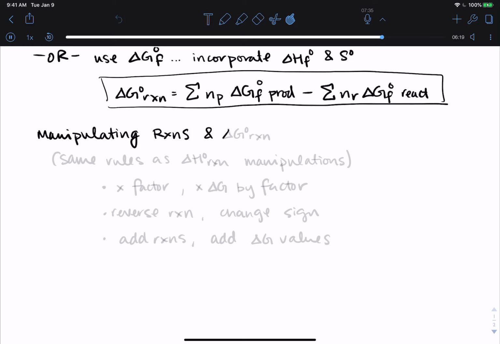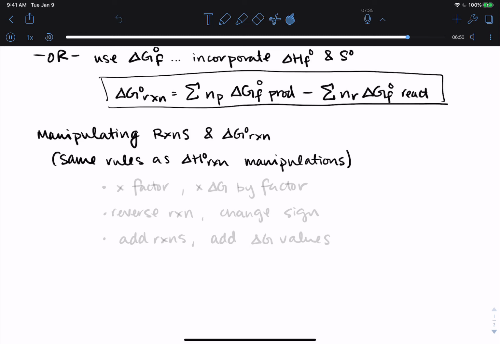We're talking about manipulating reactions and your delta G reaction value. The rules are exactly the same as delta H reaction manipulations. There is a video for this, so you should go back and remind yourself if you need help with this. I will summarize it.